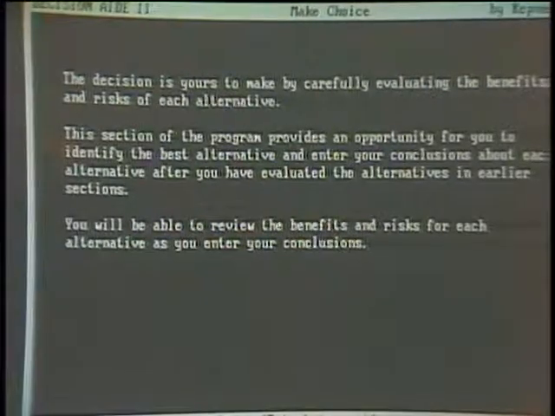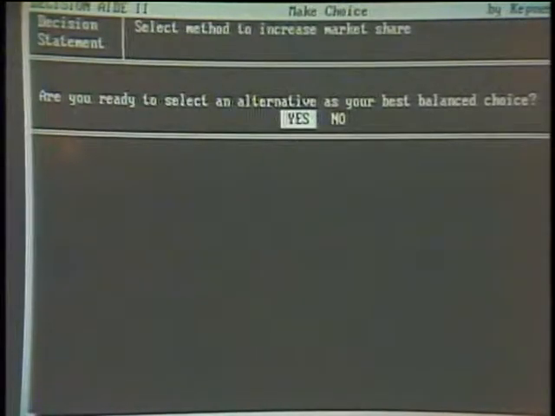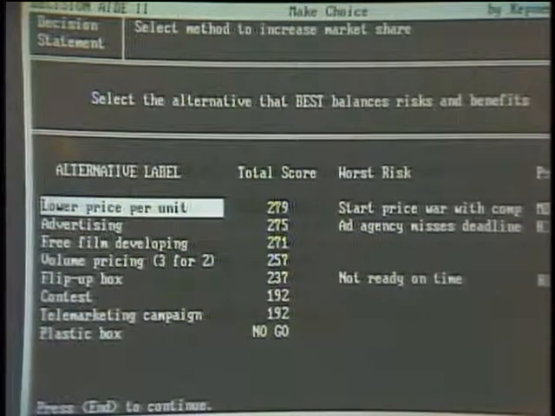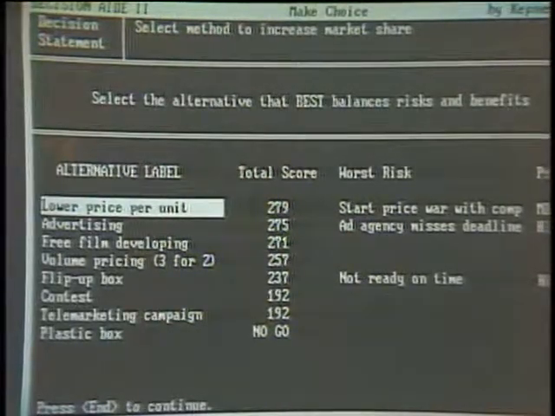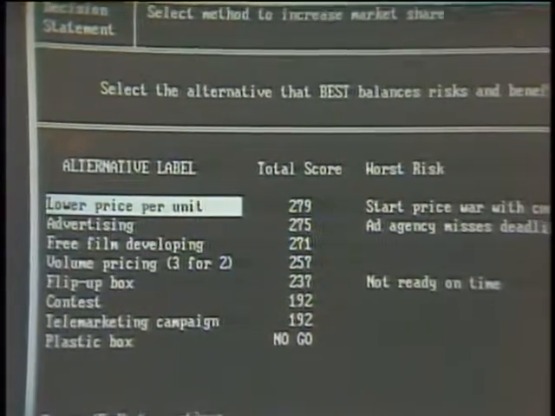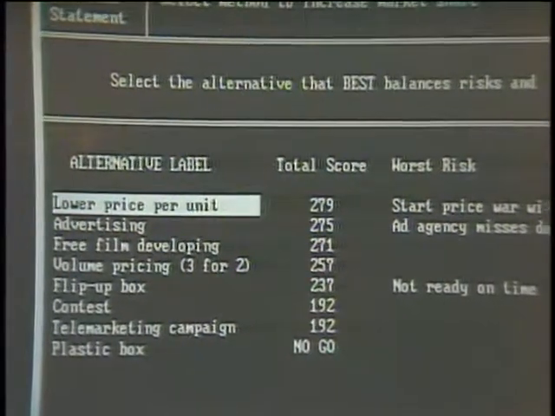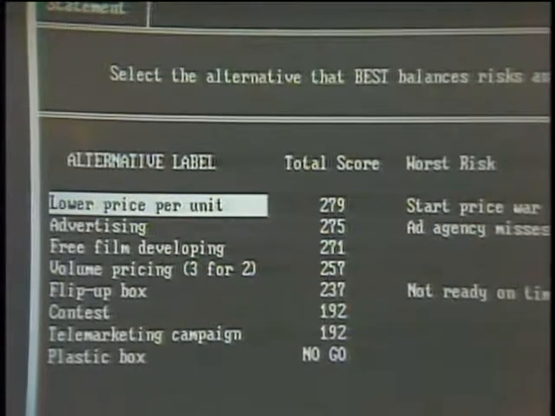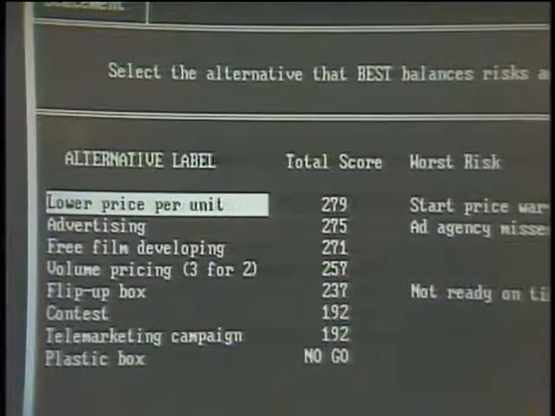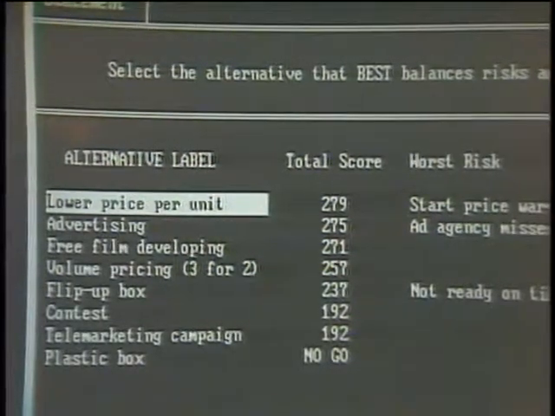And then the final thing here would be to make your final choice, which would bring up on the screen all of the alternatives that you have selected, showing the one which gives you your highest weighted score, with the worst risk involved in each one of those, and assessing the probability. So lower price per unit was the optimum choice here, a little bit ahead of advertising, with the risks identified with it.